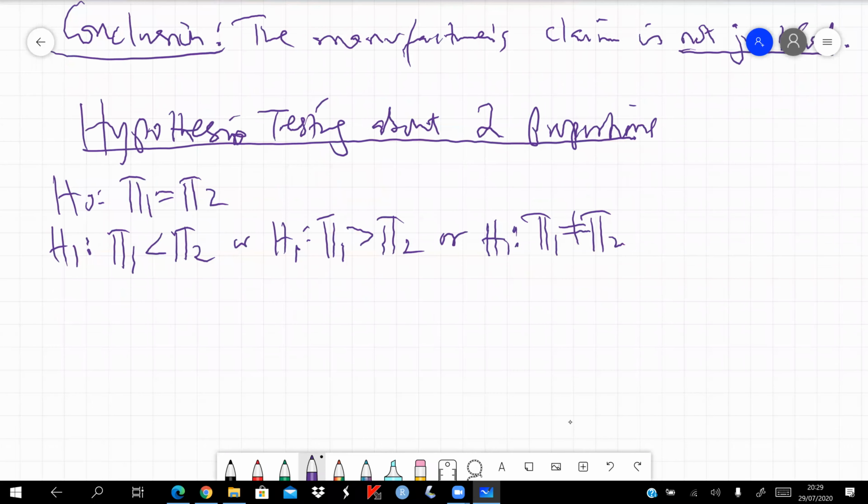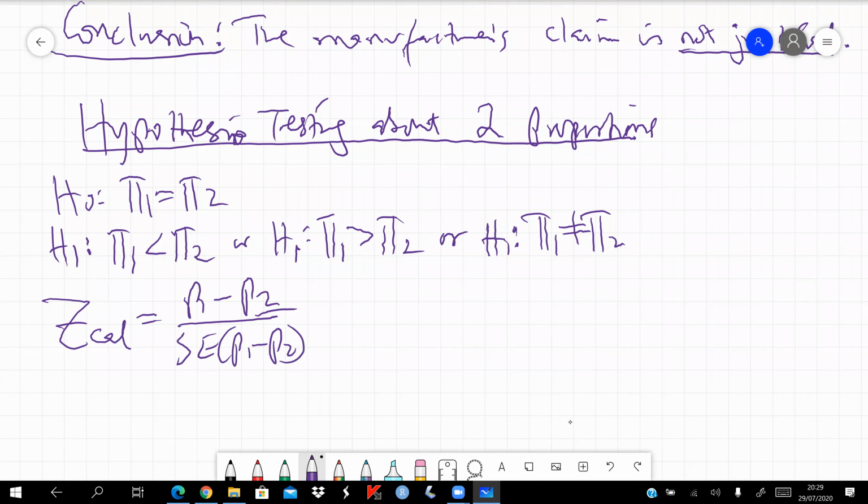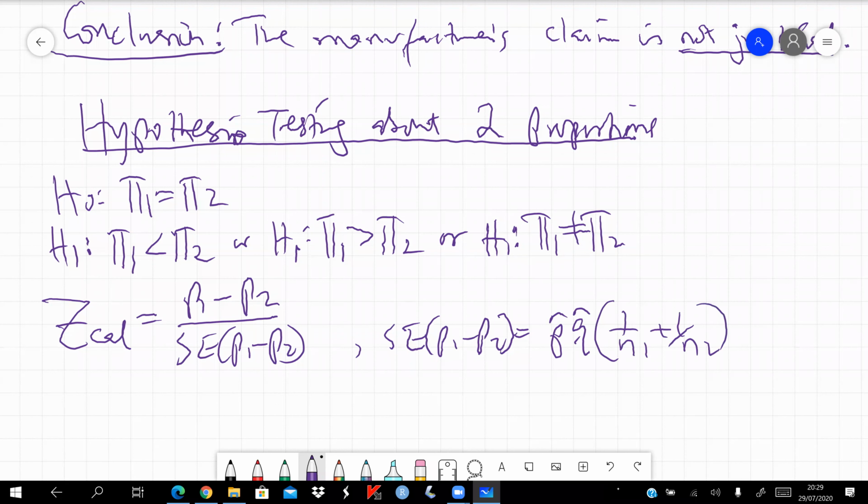Then Z calc will be given by p̂1 minus p̂2 divided by the standard error of the difference of proportions, where the standard error of p̂1 minus p̂2 is given by p̂ times q̂ times (1 over n1 plus 1 over n2). I think we mentioned this last time. Then you take the square root.